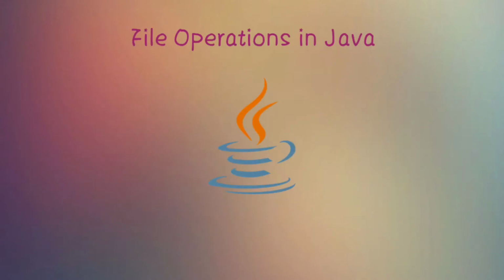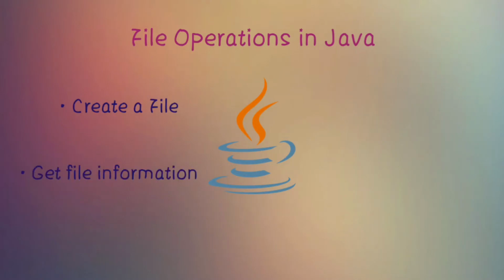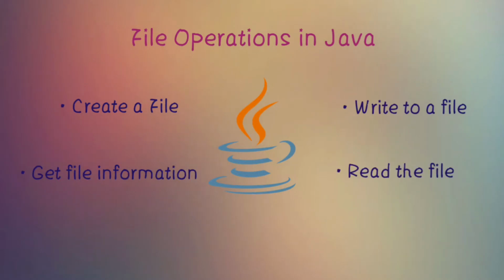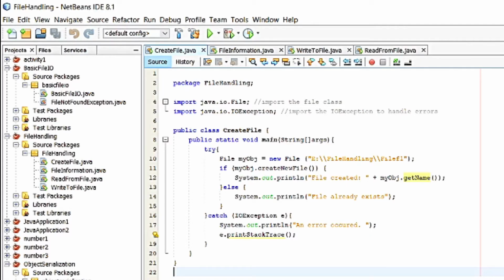Now, for the file operations in Java, first, you need to create a file. Next, you need to get the file information of the file. Then, write information to the file. And lastly, read the data from the file. So in order to understand this in a better way, let's try to run some code. So now I have some examples here on how to use file handling in Java.